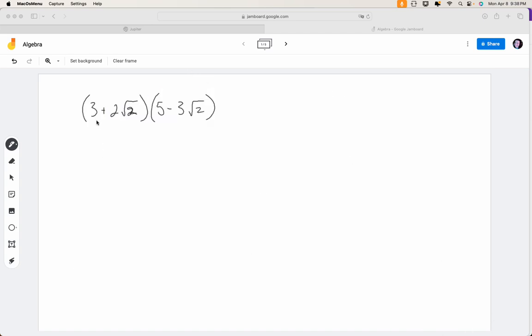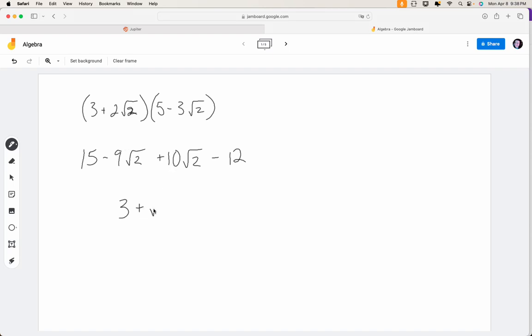All right, in this problem, I'm going to say 3 times 5 is 15. And 3 times negative 3 times square root of 2 is negative 9 times square root of 2. 2 times square root of 2 times 5 is a positive 10 times square root of 2. And 2 times square root of 2 times negative 3 times square root of 2 is a negative 6 times 2, which is a negative 12. All right, so 15 minus 12 is 3, and a negative 9 and a positive 10 is a 1. So the answer is 3 plus square root of 2, because we know we've got that invisible 1 right there.